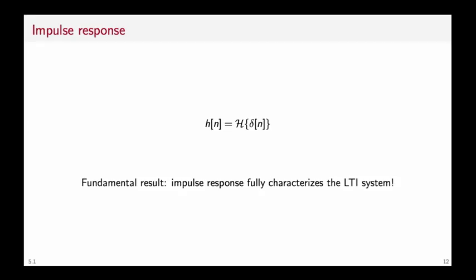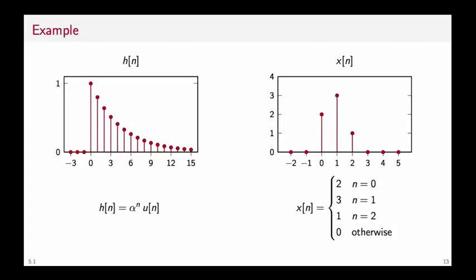The impulse response is the output of a filter when the input is the delta function. A fundamental result states that the impulse response fully characterizes the behavior of an LTI system. Let's see why that is so. Assume that we have a filter and we can measure its impulse response by inputting a delta function, and it turns out that the impulse response is an exponentially decaying sequence h of n equal to alpha to the power of n times the unit step.